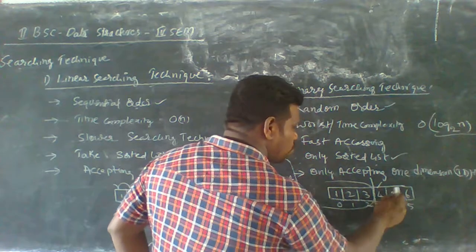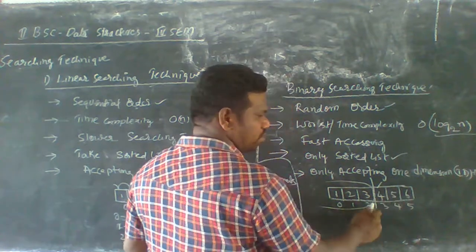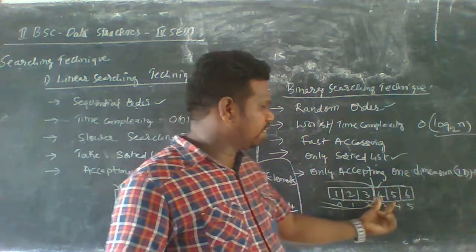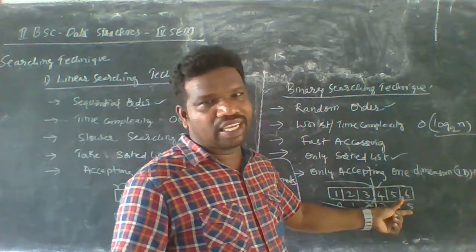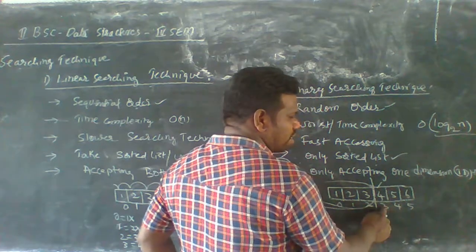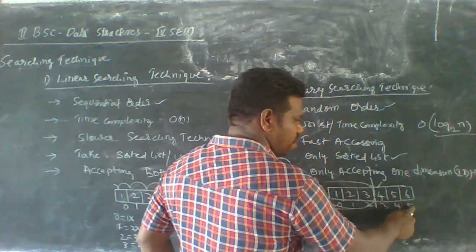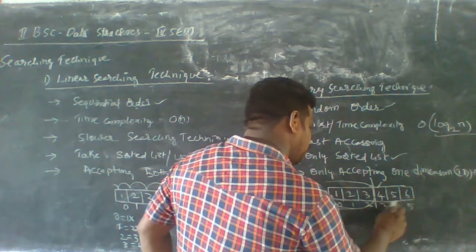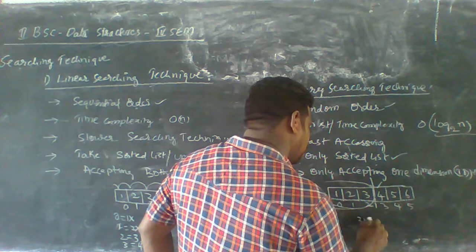That is 4, 5, 6 also available here. In the same case, we again have to find the middle element. The middle element is equal to low plus high, that means 3 plus 5 divided by 2, that is called 4 here.